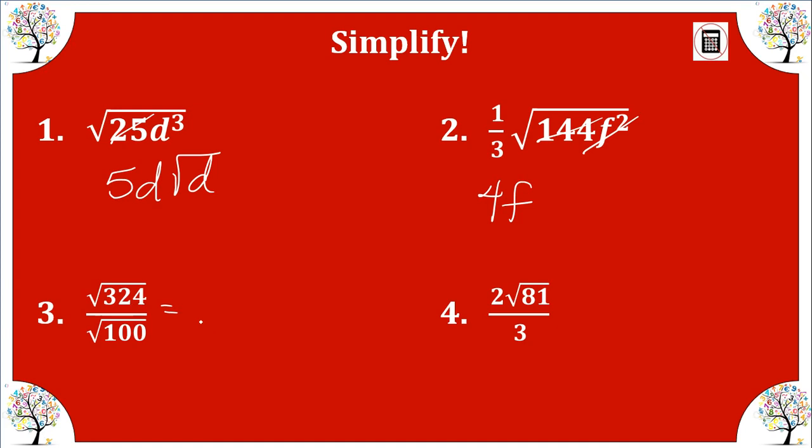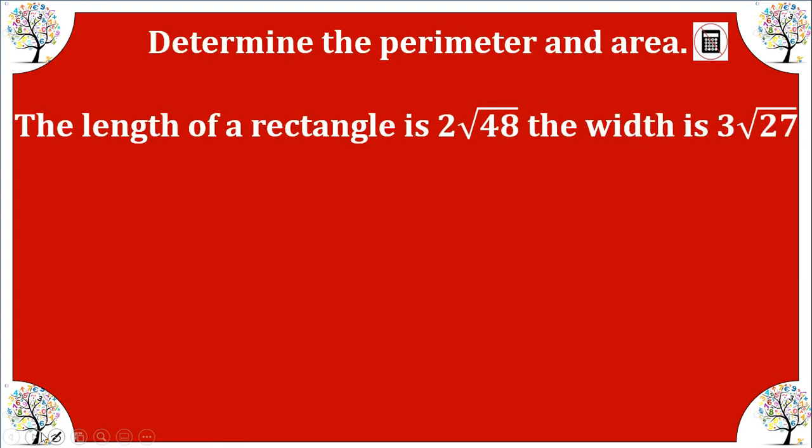Both of these are perfect squares. The square root of 324 is 18, and the square root of 100 is 10. I'm done, except I can simplify by a factor of 2, and I get 9 over 5, and just leave it as improper. Number 4, 81 is perfect. The square root of 81 is 9. 9 times 2 is 18, divided by 3, which gives us 6.